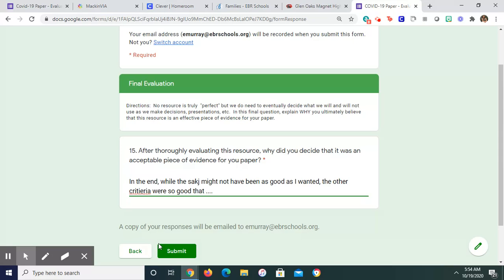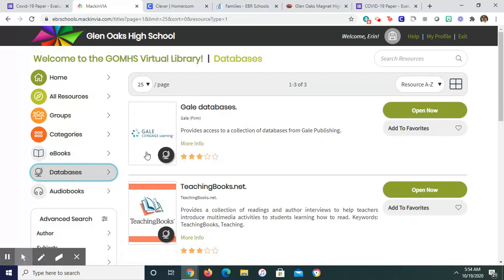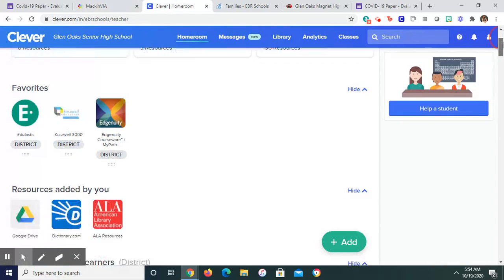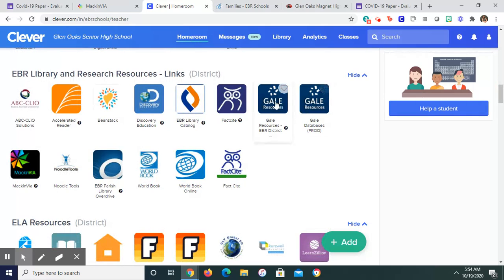Now, where can you get the 5 final pieces of evidence? You've got several. You can go to your school's Mac and V account. I'm logged in. There's databases. There's the Gale databases. You can open now. Remember, we're going to opposing viewpoints. You can go to your Clever account. There's the Gale resources. You go in, you're going to go to opposing viewpoints.